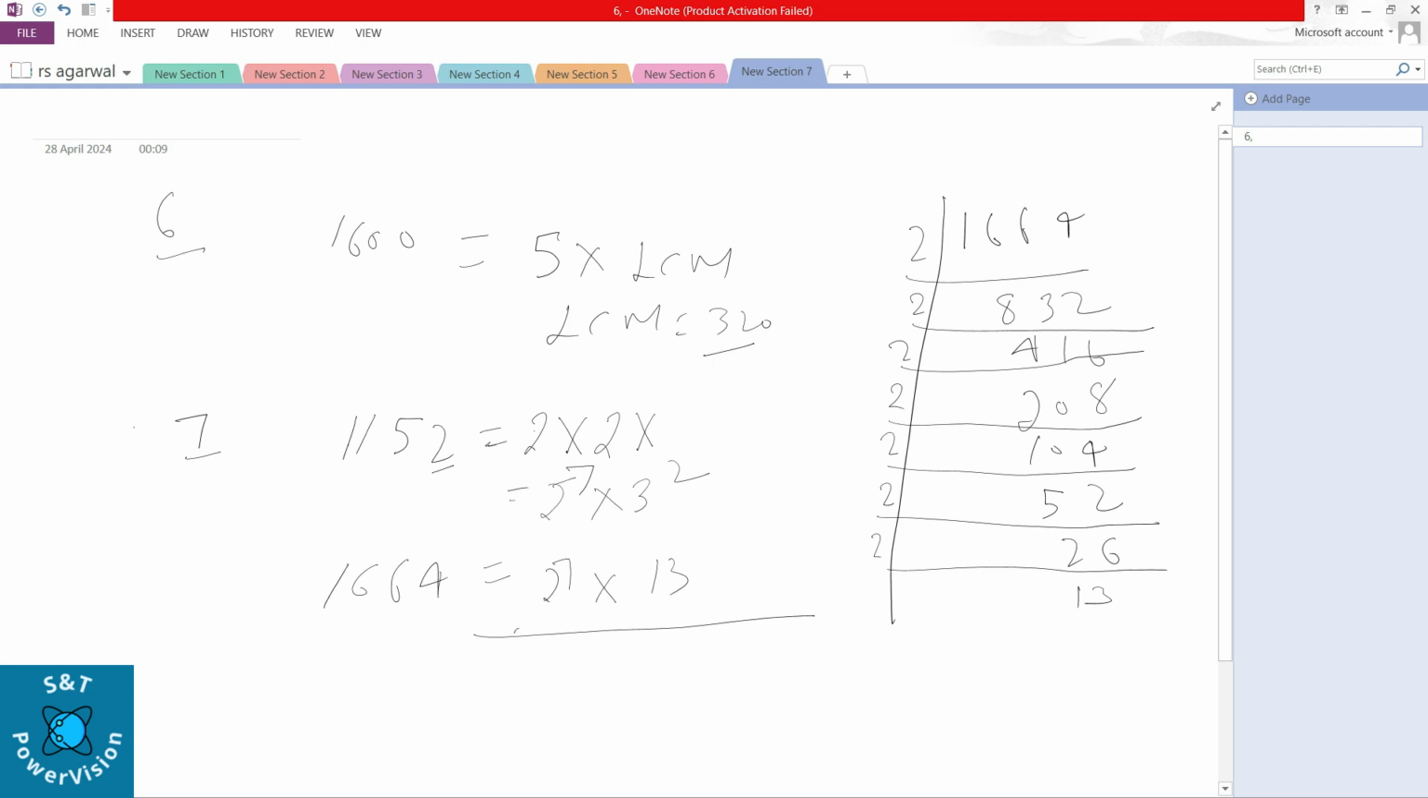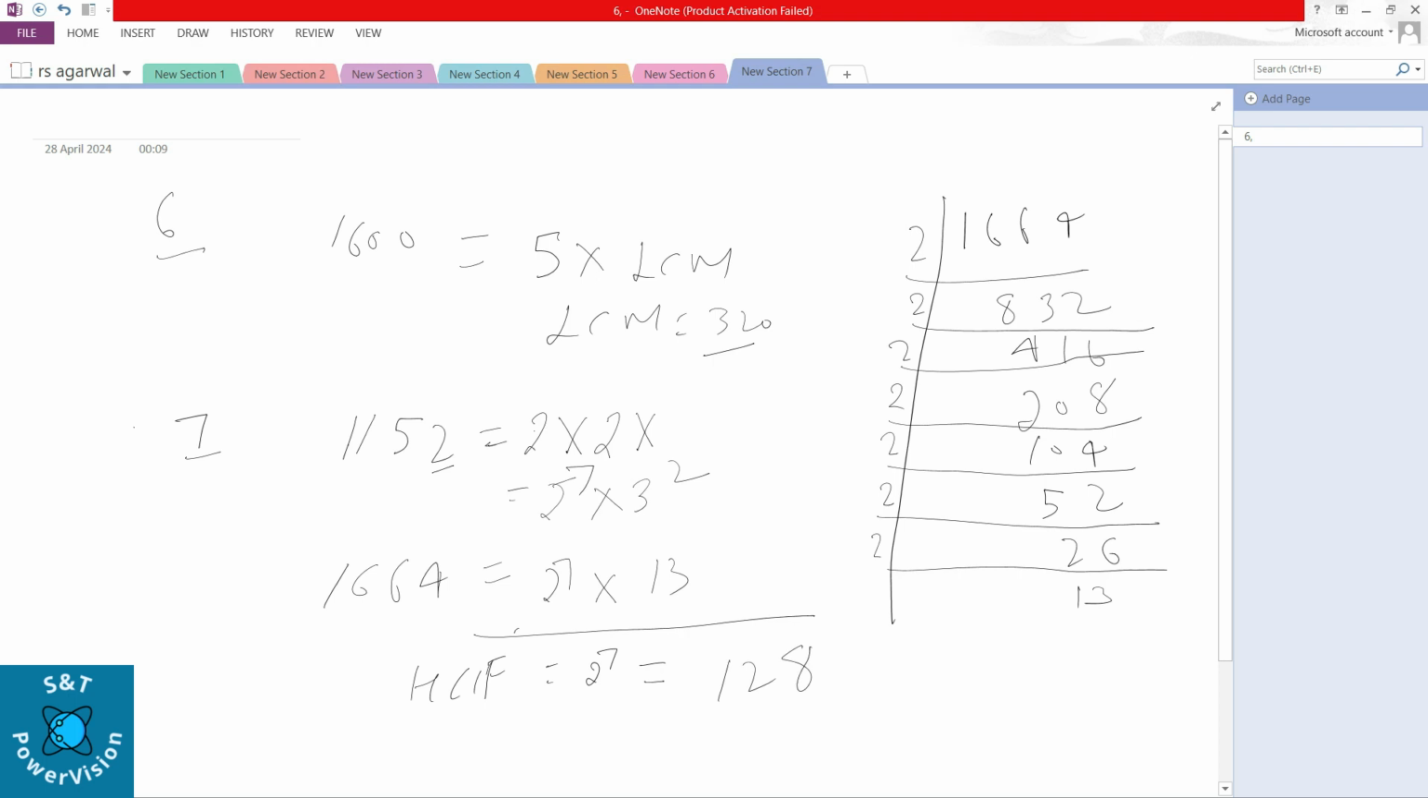Since we are asking for the largest number that divides each one of 1152 and 1664, we have to find the HCF here. HCF is equal to 2 to the power 7. If you take 2, 4, 8, 16, 32, 64 and 128, this is the answer here.